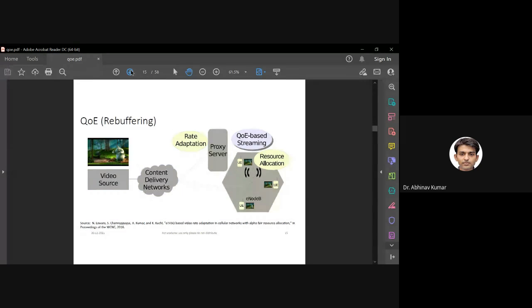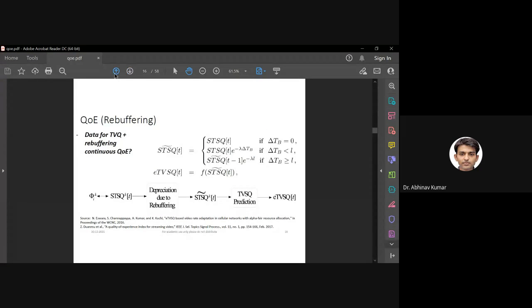In this eTVSQ, which is kind of an enhancement of the existing TVSQ work, we essentially said, if we have data for time varying quality, plus the data for rebuffering instances, can we use it to predict continuous QoE? So we are now trying to capture two types of behaviors: time varying quality, and the rebuffering instances.